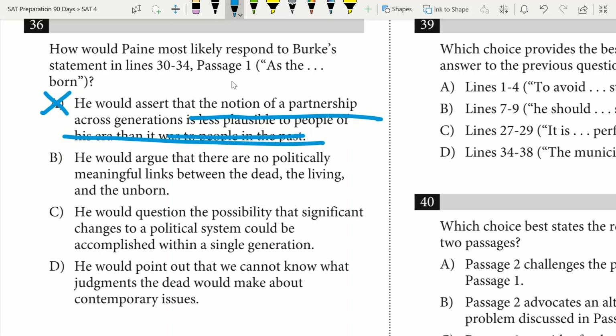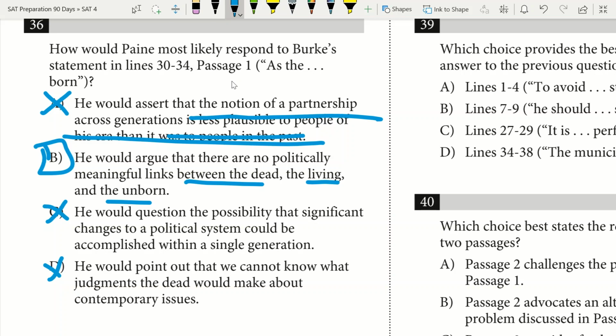B. He would argue that there is no politically meaningful links between the dead, the living, and the unborn. Yes, that would be his argument there. He believes that there is no agreement between the two or no meaningful links between those groups because only one is actually living in that moment and only one has those things affect them. So the correct answer there would be option B.